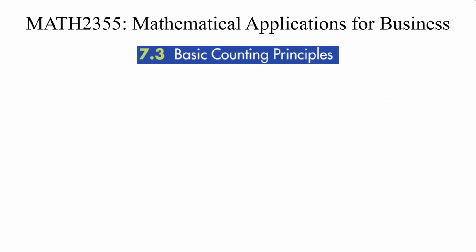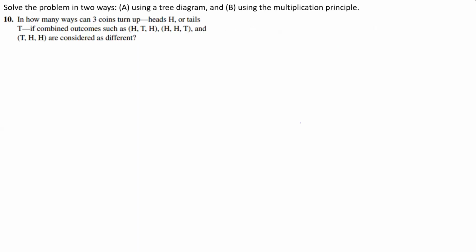All right, we're in 7.3 on basic counting principles, and these are some more exercises that I've worked out. So here we're supposed to solve the problem in two ways. First, use a tree diagram, and then second, use the multiplication principle. So in how many ways can three coins turn up heads or tails if a combined outcome such as heads, tails, heads, and heads, heads, tails, and tails, heads, heads are considered as different?